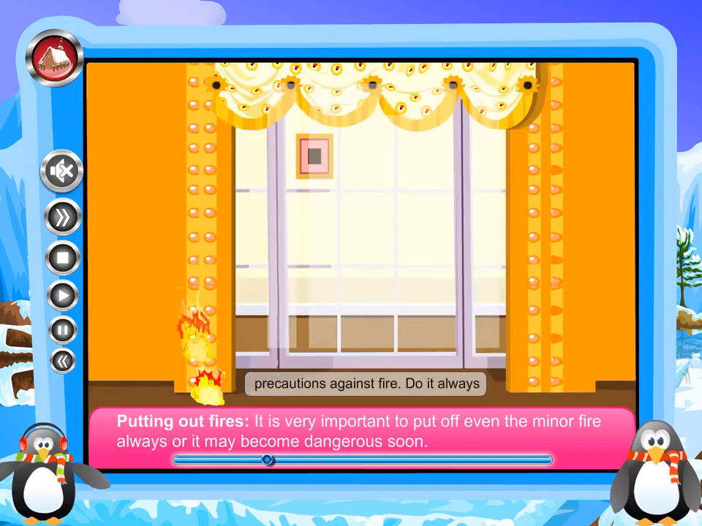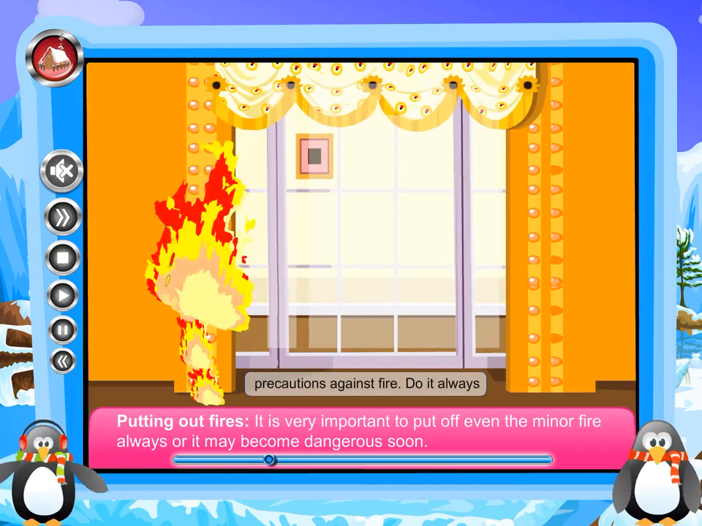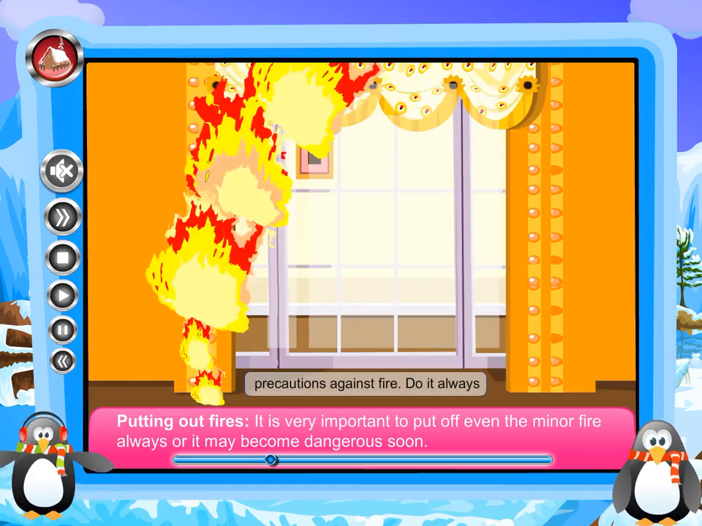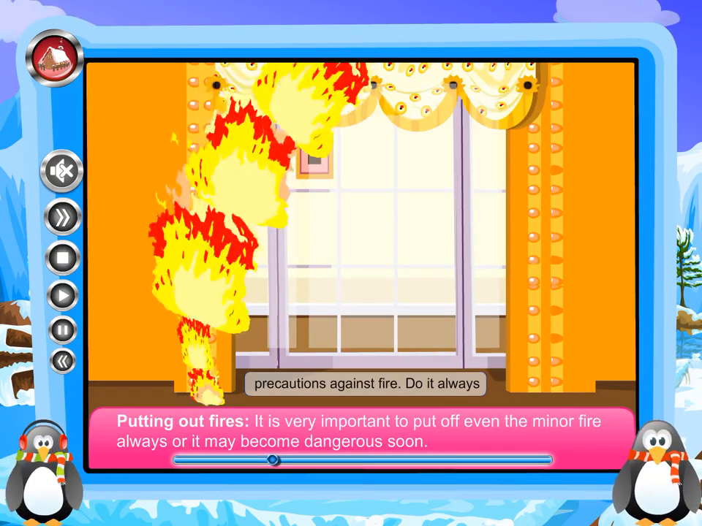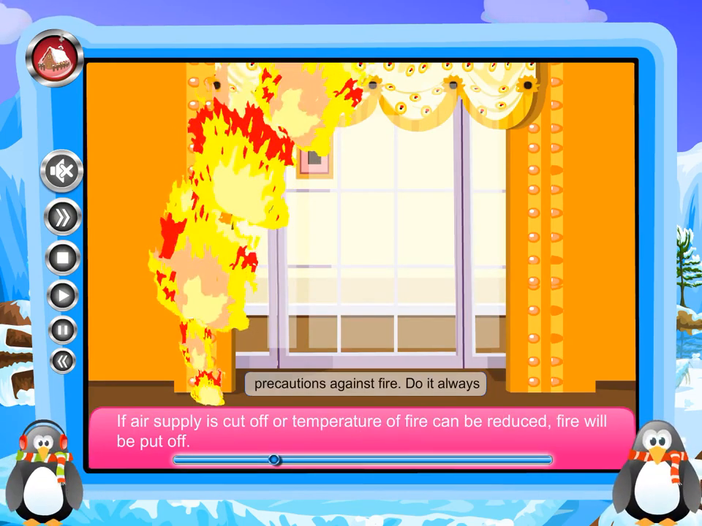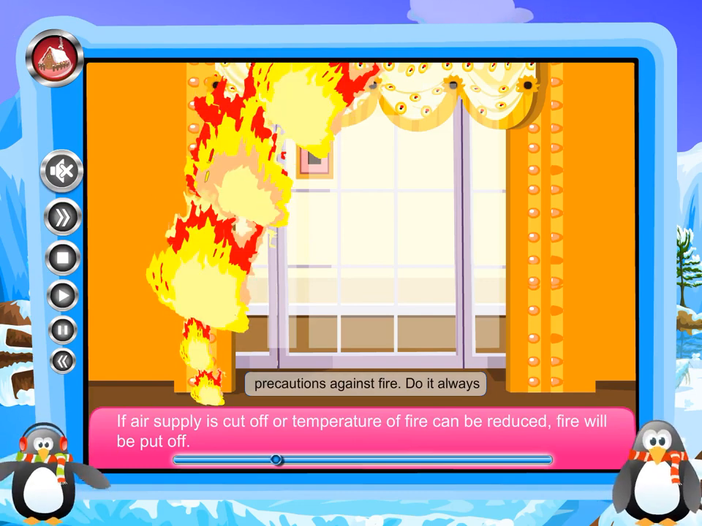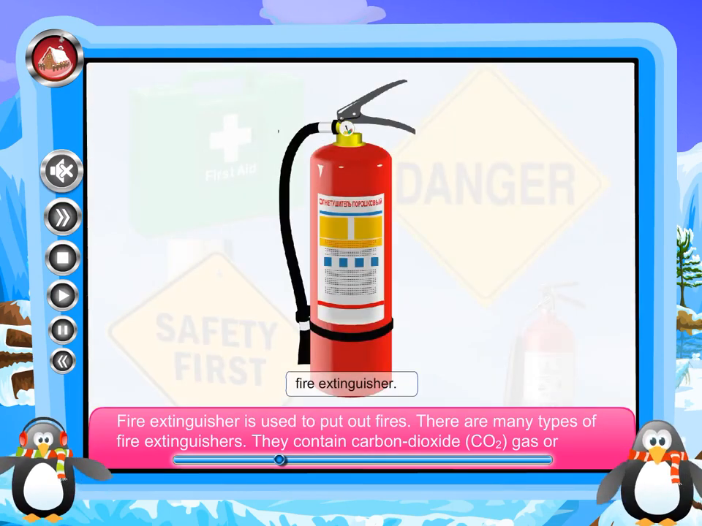Putting out fires. It is very important to put out even a minor fire, or it may soon become dangerous. If the air supply is cut off or the temperature of the fire is reduced, the fire will be put out. A fire extinguisher is used to put out fires.